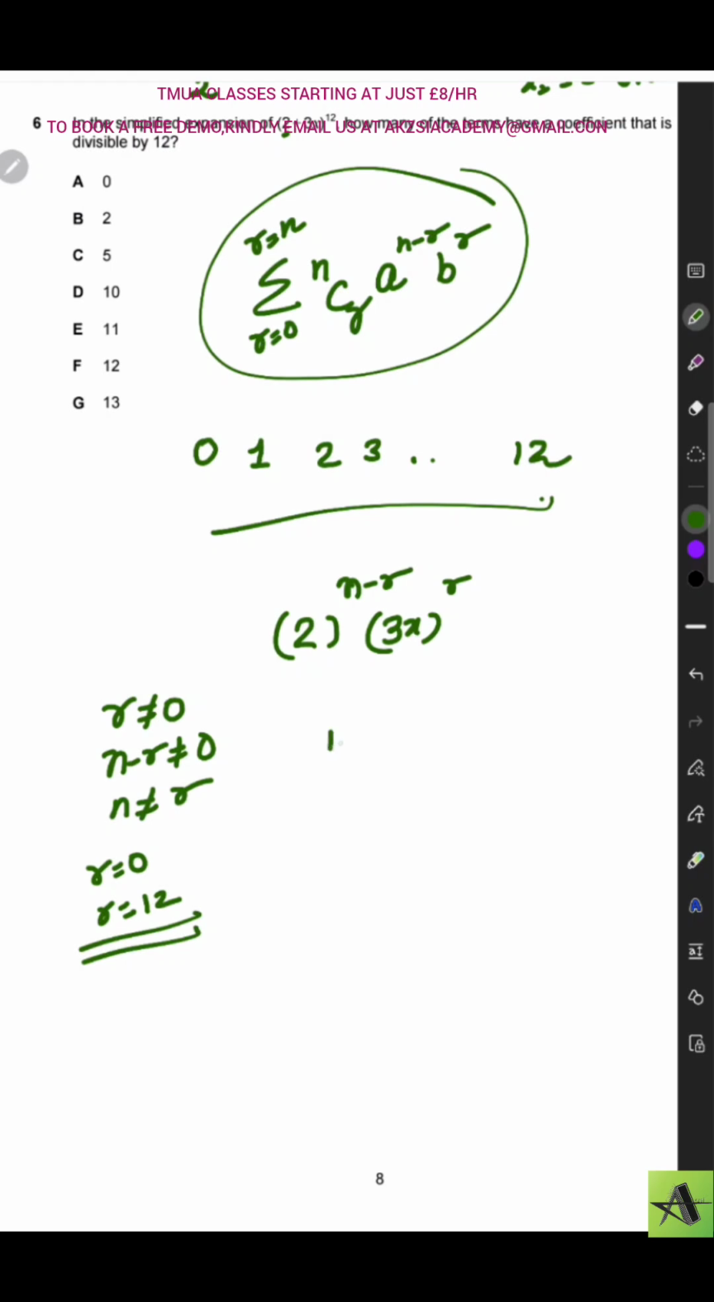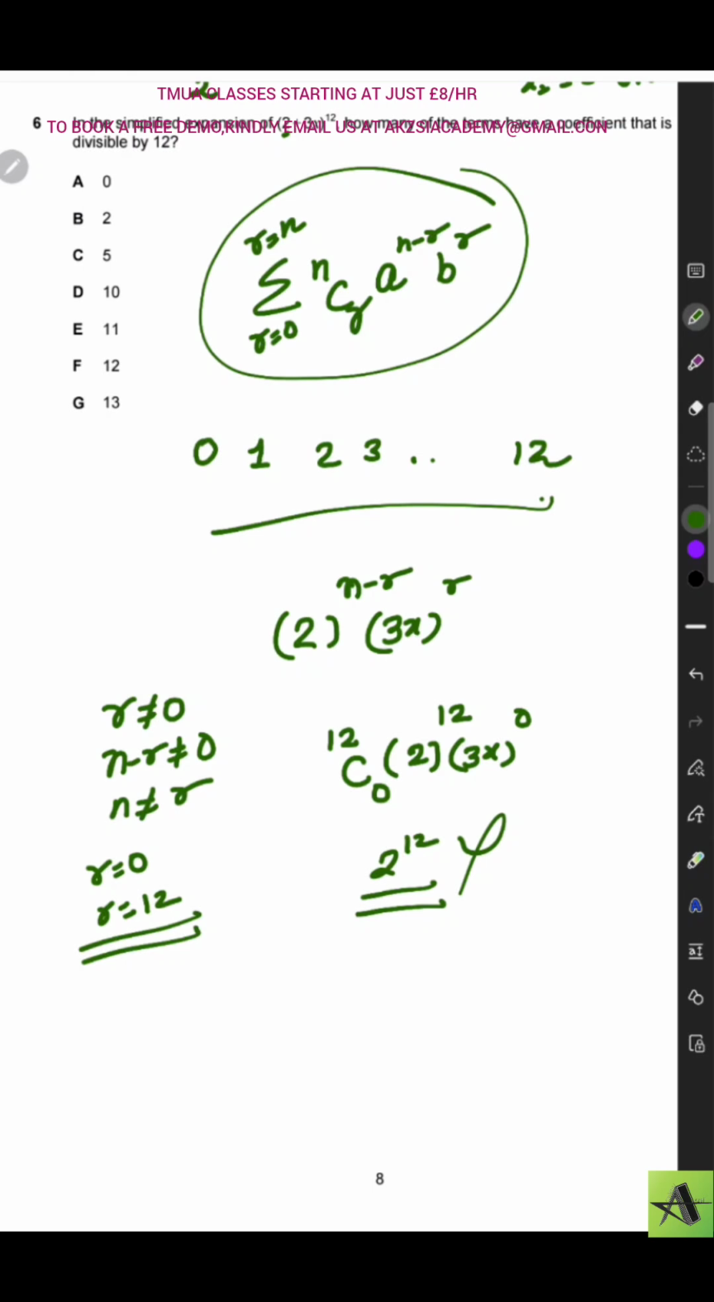So 12C0 times 2 to the power of 12 and 3x to the power of 0. That will give me 1 times 2 to the power of 12 only. Obviously this is not a multiple of 12, so cancel this out.